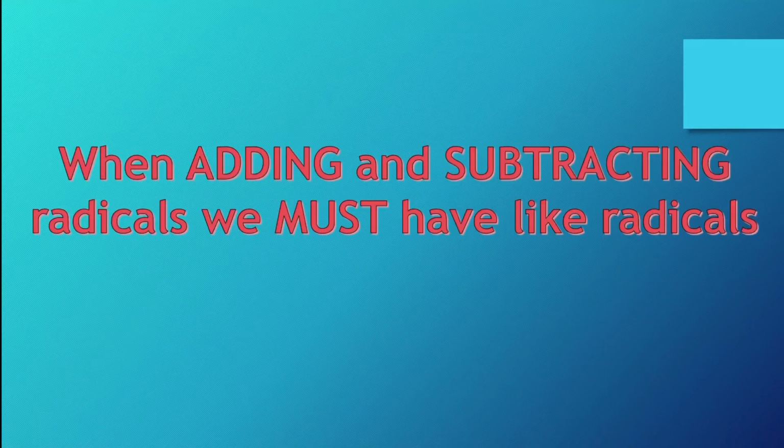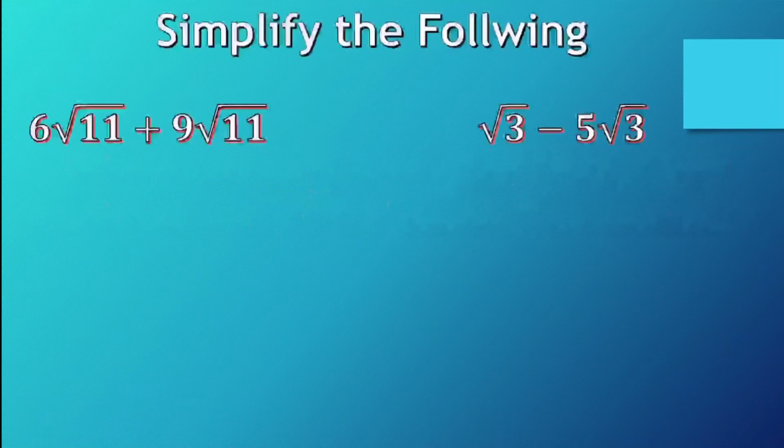So why do we need to know that? Well, when adding and subtracting radicals, we must have like radicals. Again, this is only for adding and subtracting. So I would write this sentence down. Pause it if you have to. Notice how I underline things. That's because it's going to emphasize this rule is only for adding and subtracting. Okay? So let's go see how that would look.